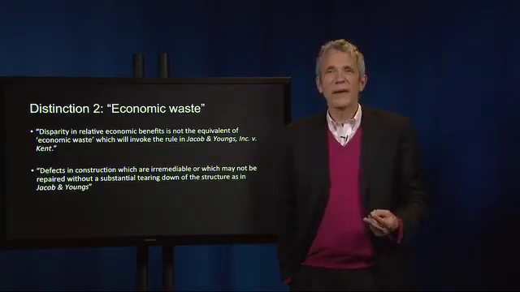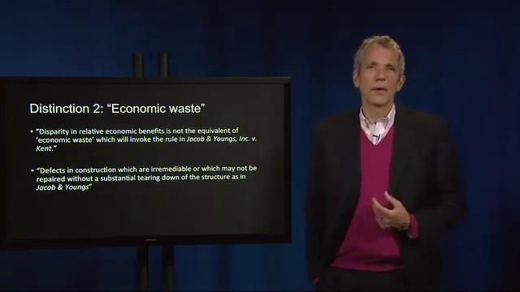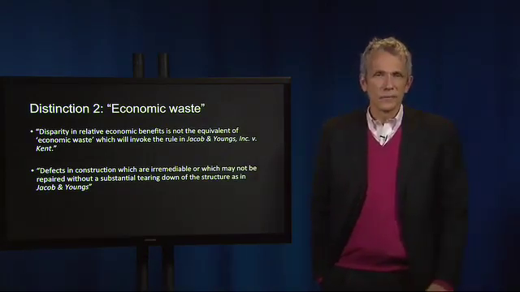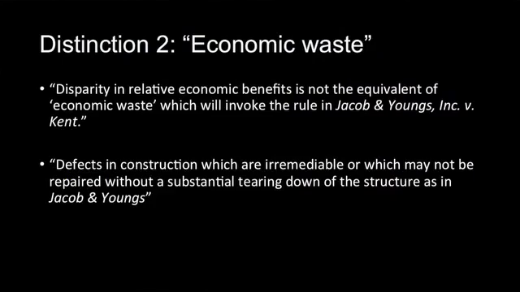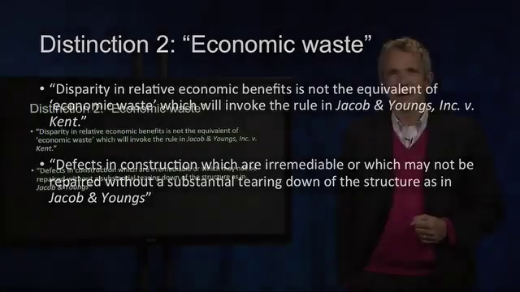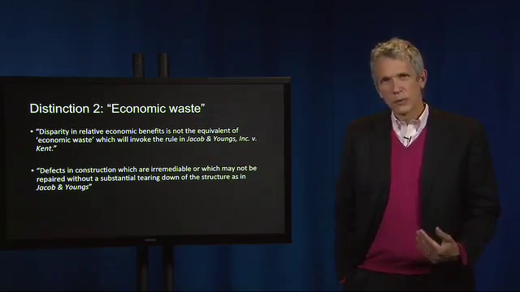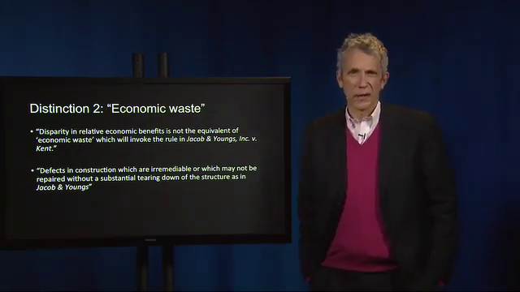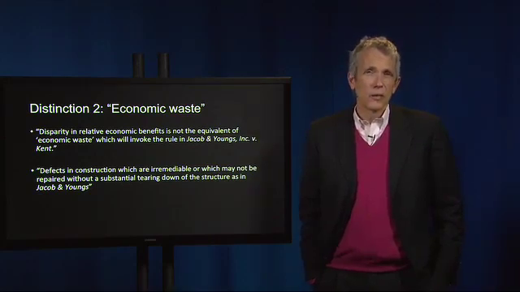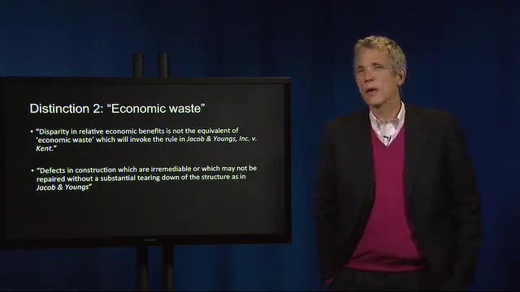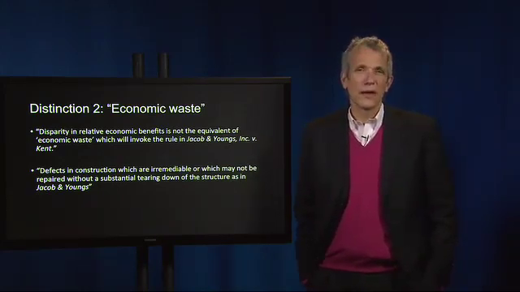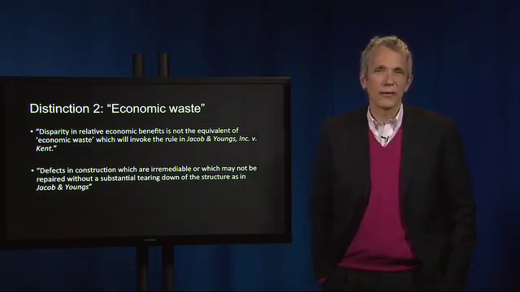The court's second main argument is about what counts as economic waste for purposes of Jacob and Youngs. In this case, the court tells us that disparity in relative economic benefits is not the equivalent of economic waste, which was invoked in Jacob and Youngs versus Kent. But it doesn't really give us a satisfying substitute rule. Instead, it counters with the principle from Chamberlain versus Parker, that a landowner is allowed to build a, quote, monument to his caprice or folly, and that the court will still enforce a contract even where performance of the contract would diminish the value of the owner's land, at least the market value of the owner's land.